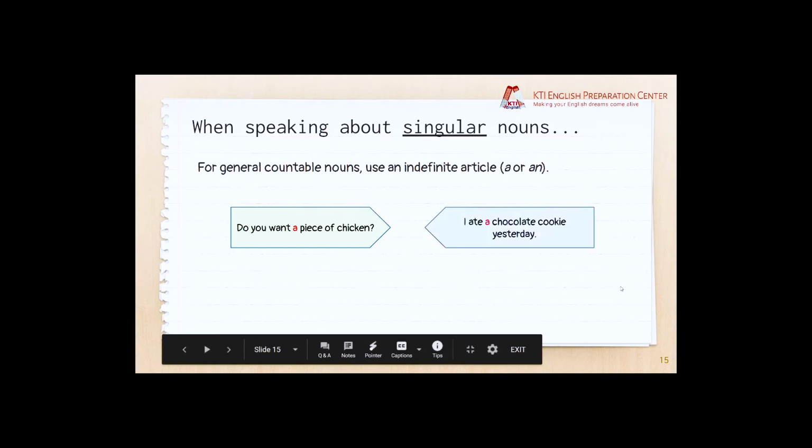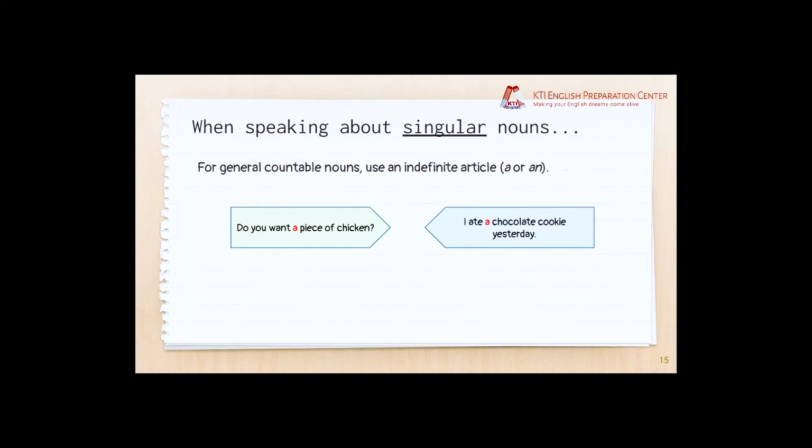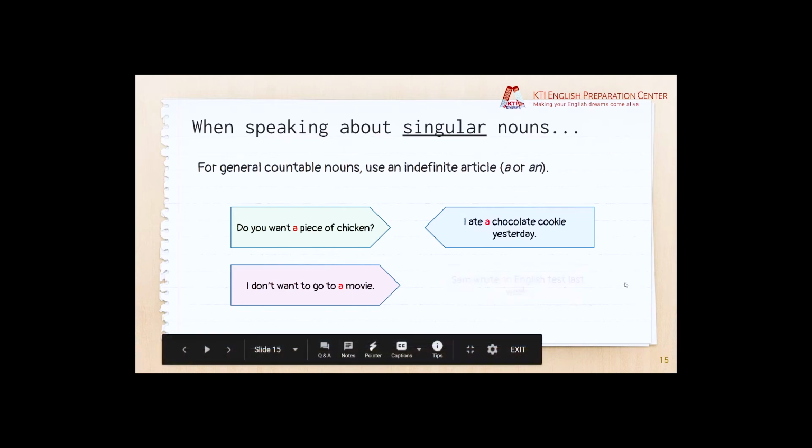I ate a chocolate cookie yesterday, so I had one. I'm not telling you which one. It might not be the one that you were saving to eat later after work, but I ate a chocolate cookie, okay? I don't want to go to a movie. I'm just saying none in particular. I'm not saying no to that one and that one and that one. I'm just saying no to a movie. It's not something I want to do right now. Or, Sam wrote an English test last week.